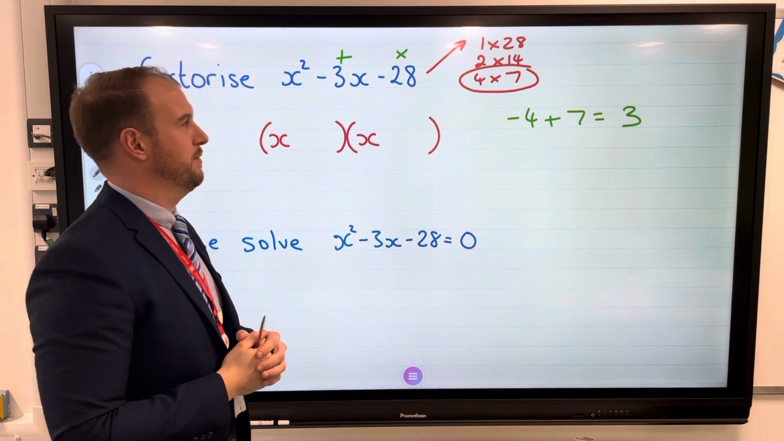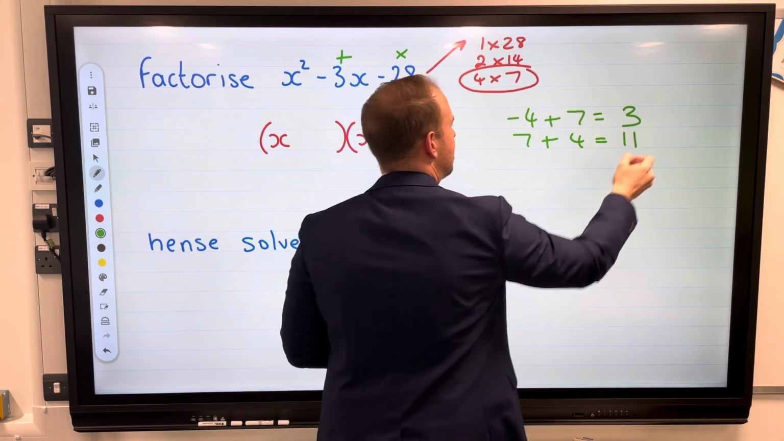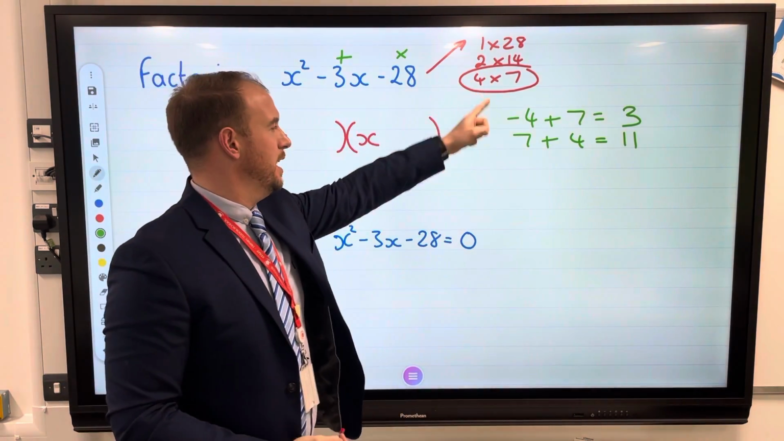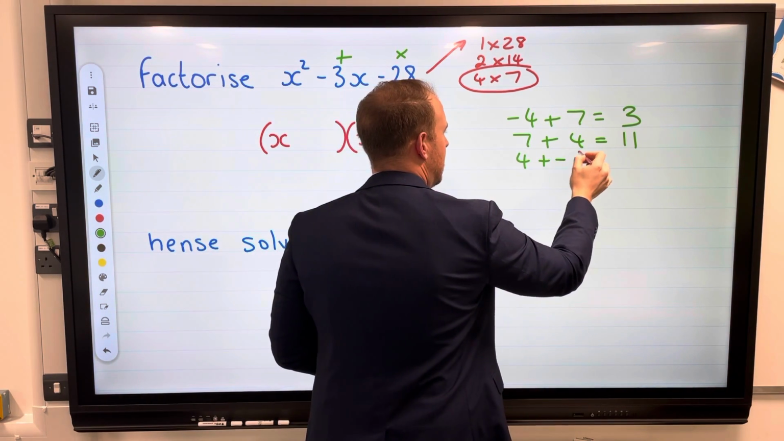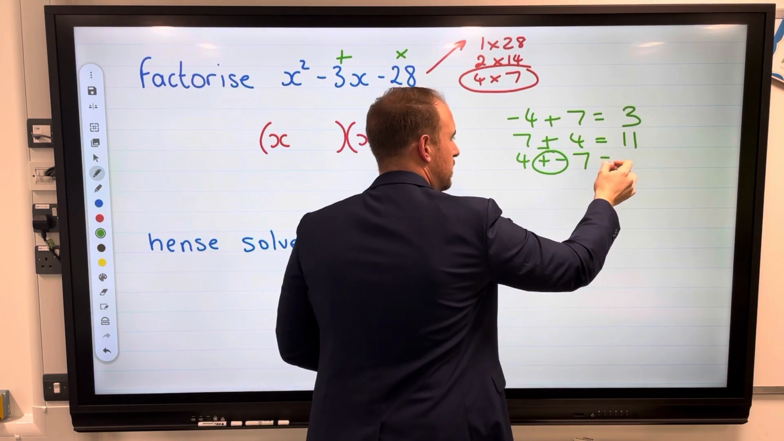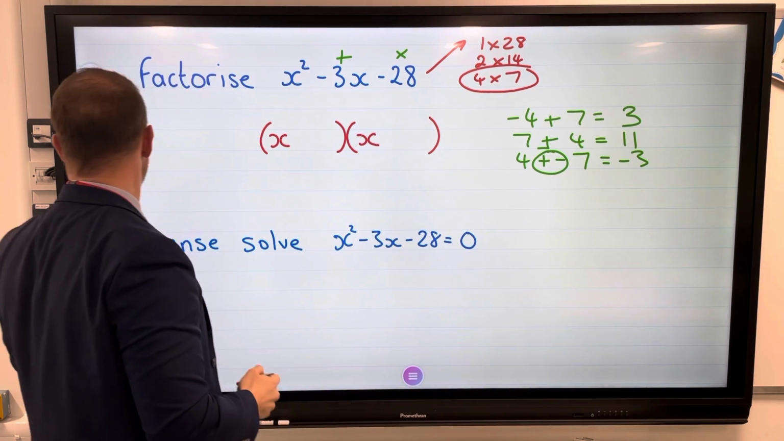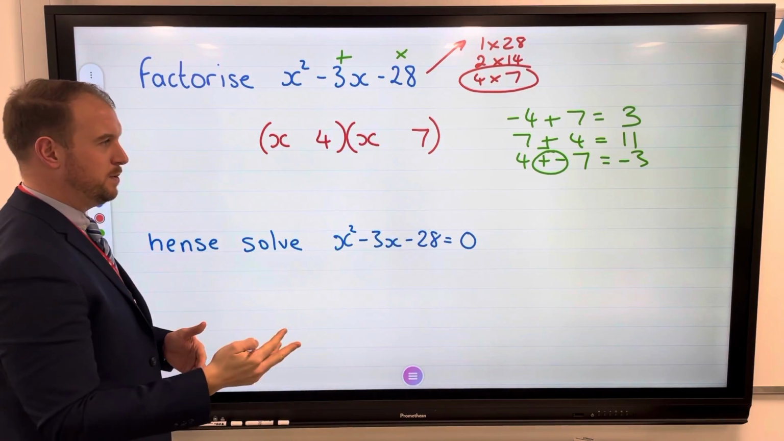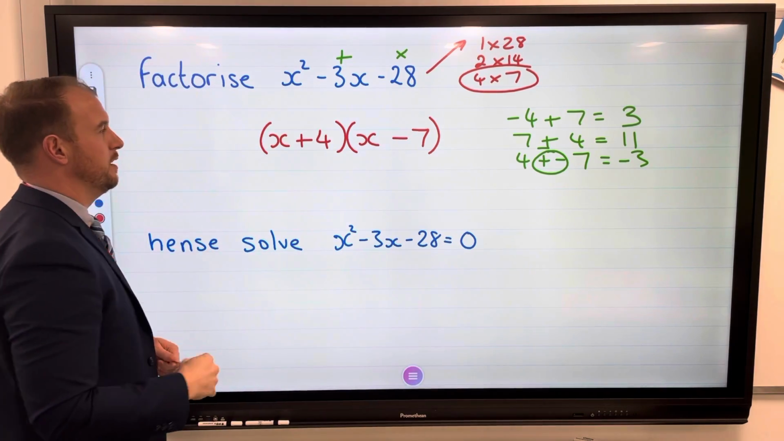I need negative 3. If I had two positives, as I said, that would make 11. That's not minus 3. How am I going to make minus 3 out of 4 and 7? Well, I need to have a positive 4 and then add a negative 7. Plus and a minus is a minus. 4 take away 7 is minus 3. So the two numbers I need are 4 and 7, but the symbols we need to use are a positive 4 and a negative 7.